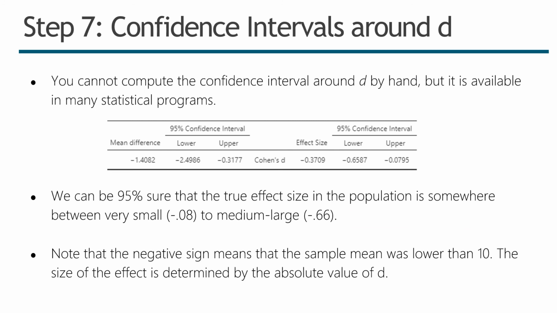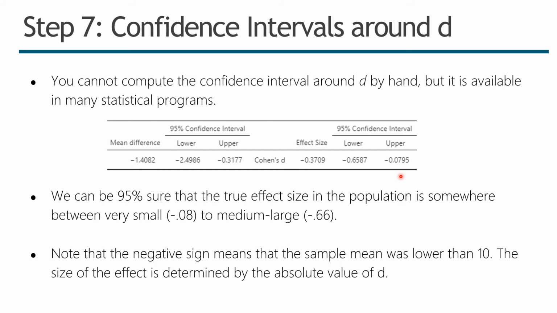You can also obtain confidence intervals around your effect size d. I have the output here listed from Jamovi. You can get it in JASP and some other programs as well. But note here that you can't do this by hand. You need to get it from output. So in this case, our lower bound is negative 0.66 with an upper bound of negative 0.08. So I'm 95% sure that the true mean difference effect size in the population is somewhere between very small to medium large. That's suggesting a really wide confidence interval.